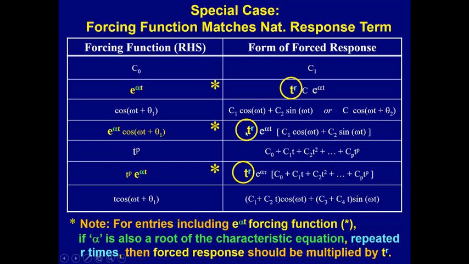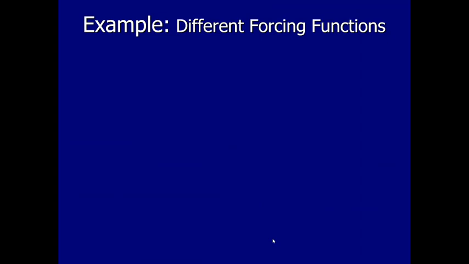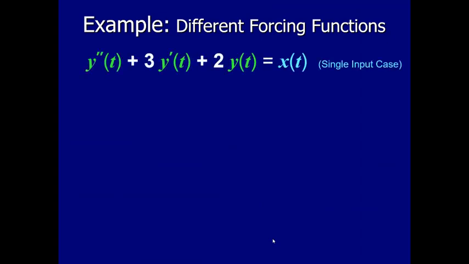They would have to be multiplied by some t raised to the power of r, where r is the number of times that the natural response root appears as a root of the characteristic equation. Now that's a lot of words, so it's probably better to work with an example. Here's a differential equation that we haven't solved yet: y double prime of t plus 3y prime of t plus 2y of t equals x of t. This is a single input case differential equation because we just have x of t on the right side, so this will keep it simple for us.